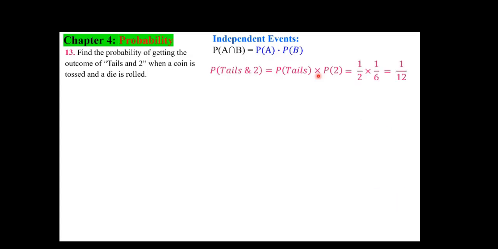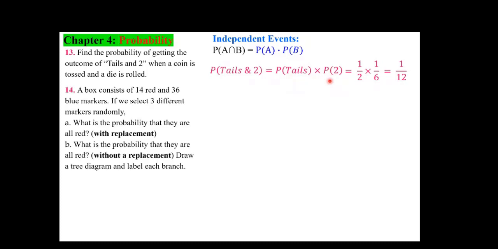Find the probability of getting the outcome of tails and 2 when a coin is tossed and a die is rolled, and that's the same thing we were discussing, the concept of independence. The two are assumed to be independent. There's nothing that can say otherwise. Therefore, the probability of A intersection B is simply the probability of A times the probability of B. So that would be 1/2 times 1/6. As you know, tails, heads, there are two outcomes, so 1/2. A regular die is 6-sided, so every number has the same probability of 1 out of 6.